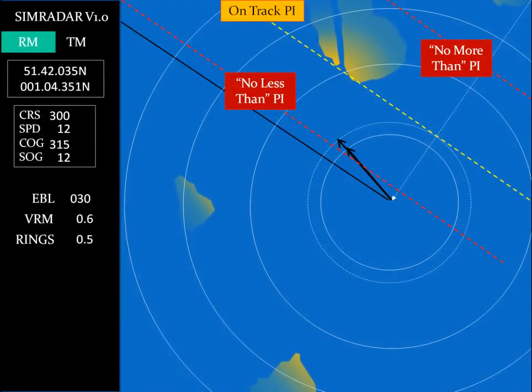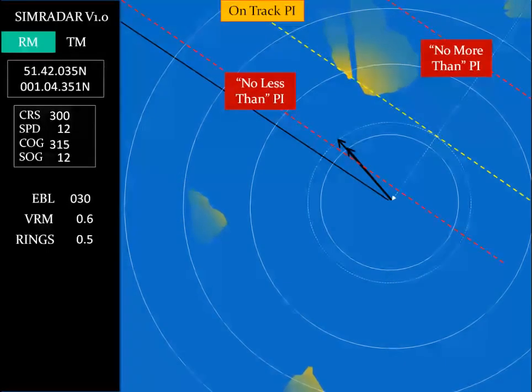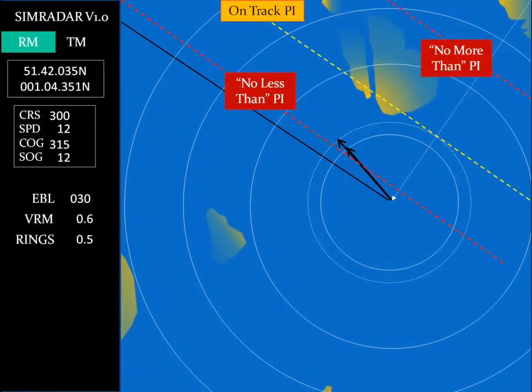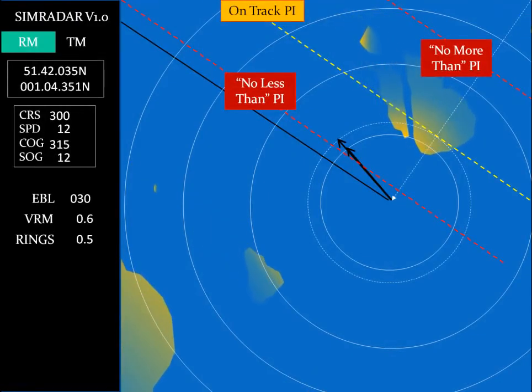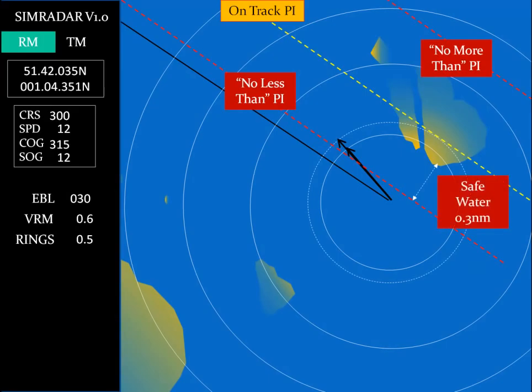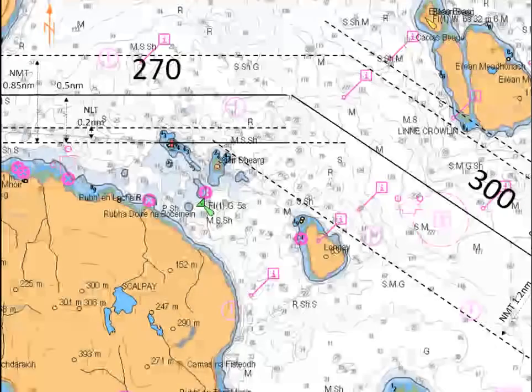Now we can see that with the no more than and no less than PIs shown on the radar screen, even though we are off track, we can instantly tell that we are safe, and by using an offset EBL and VRM on the PI's mark and measuring the distance to the clearing PI, we can also tell how much safe water we have in the direction we are drifting.